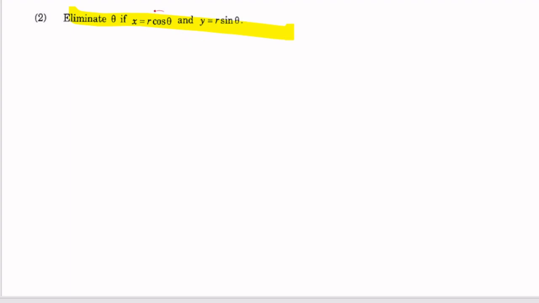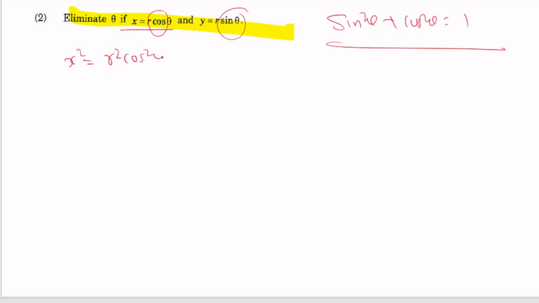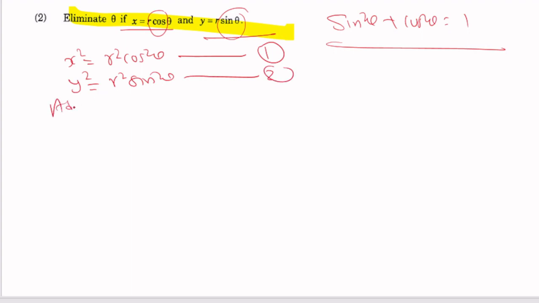So if you see, we have a cos, we have a sine, and we know that sine square theta plus cos square theta is equal to 1. That's the thing you have to use. Let's first square this. Square the first one, so x square is equal to r square cos square theta. Let's say this is equation 1. Similarly, square the second equation, y square is equal to r square sine square theta. This is the second equation. Add both equations 1 and 2.